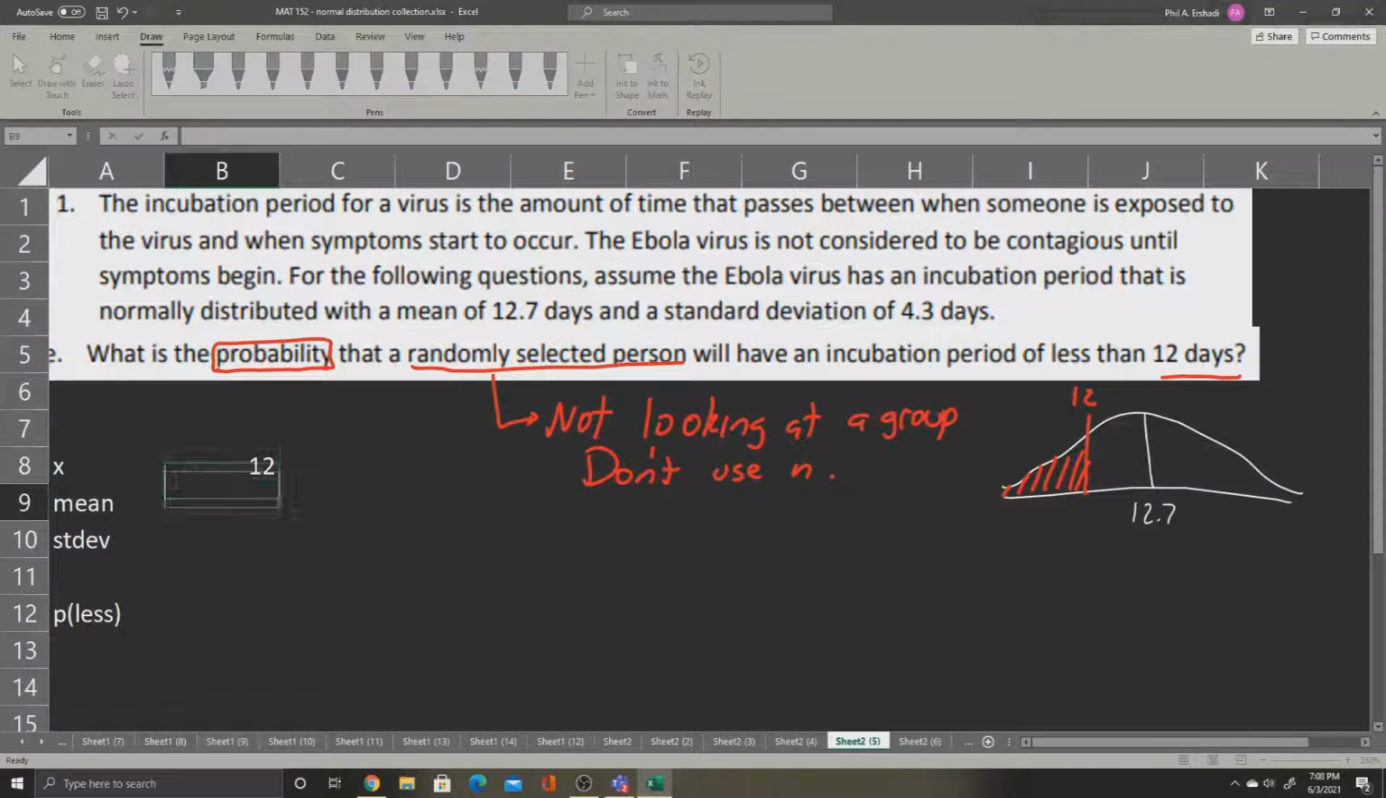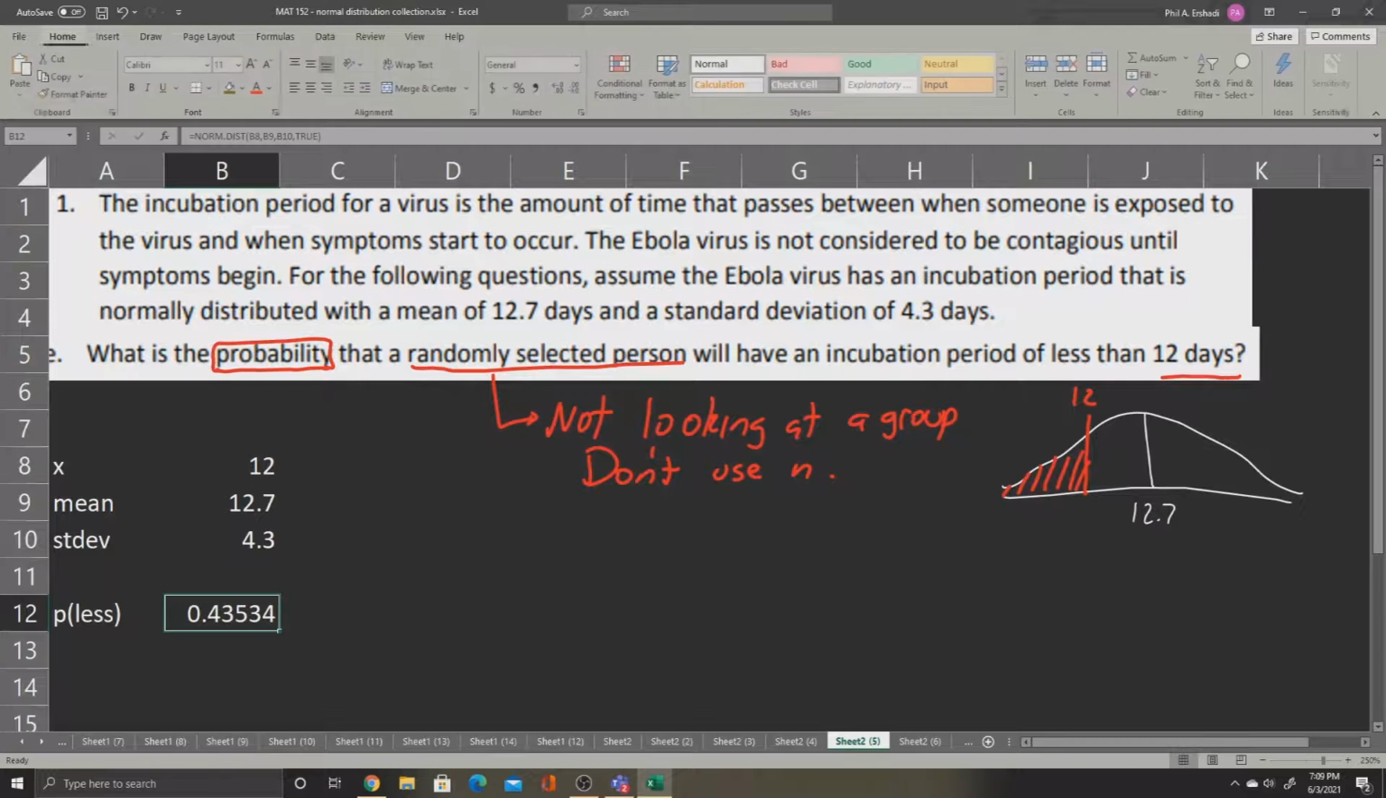The x value is 12, mean is 12.7, standard deviation is still 4.3, and like our other problems that we've done previously, we'll say norm.dist x, comma, mean, comma, standard deviation, comma, true. When we press enter, we'll get a probability of 0.43534. We don't need to do any more work on this problem. This will be our answer for problem E.